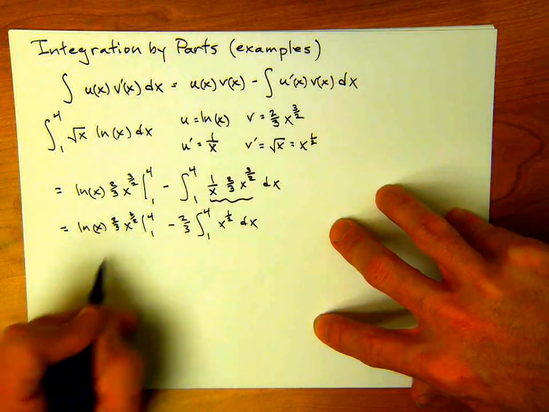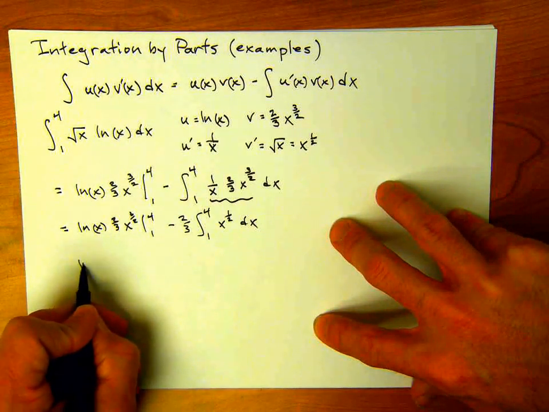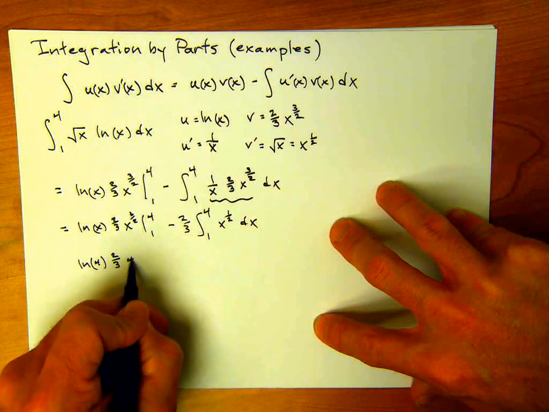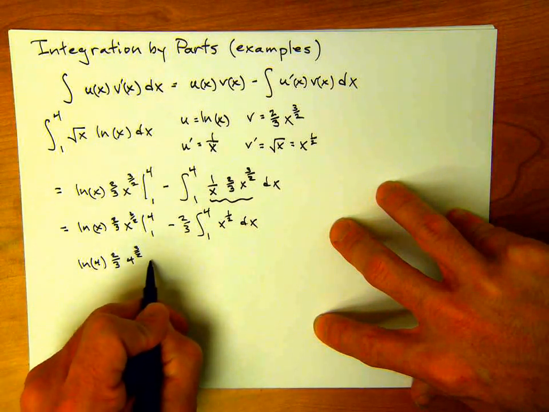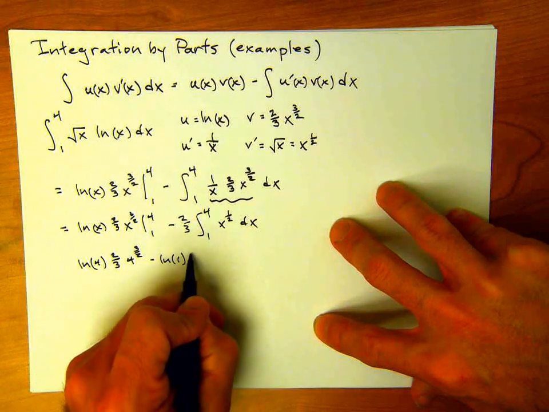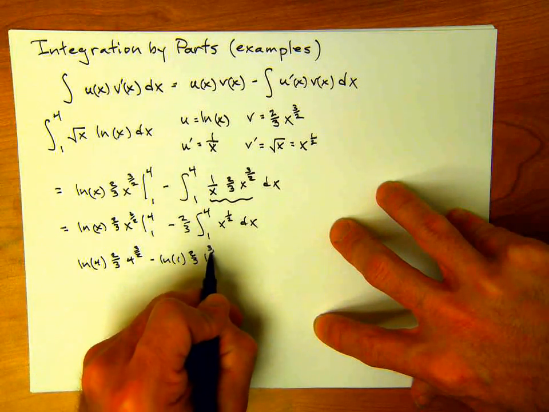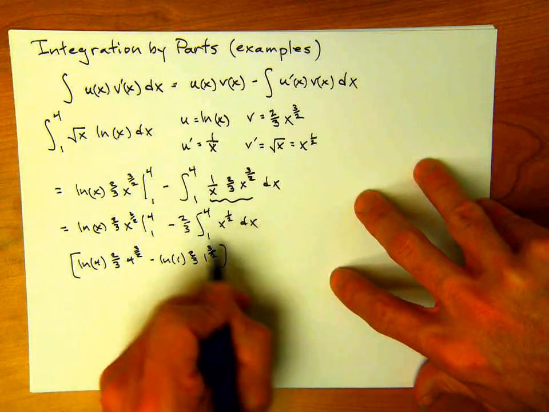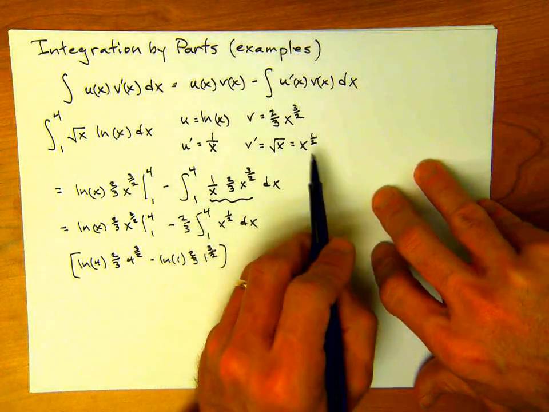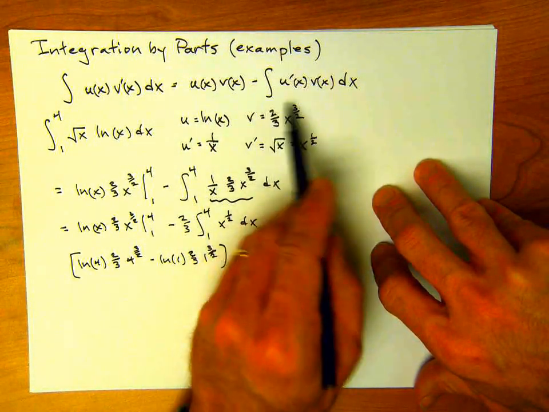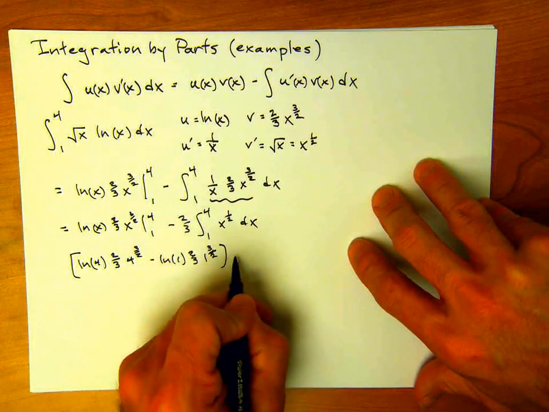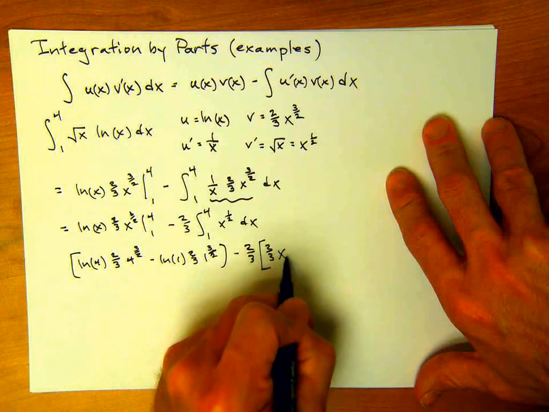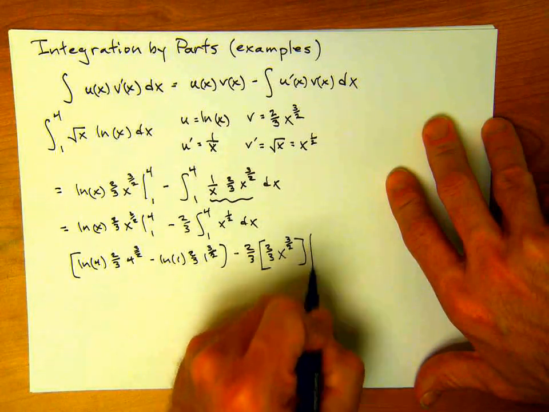Okay, let's evaluate over here. If I put in 4, I get natural log of 4 times 2/3 4 to the 3/2 minus natural log of 1 times 2/3 1 to the 3/2. That's just going to be a number. We'll simplify that. This we've already done once, right? We saw x to the 1/2. That's what the antiderivative of x to the 1/2 is. So I've got minus 2/3 times 2/3 x to the 3/2, and this we will evaluate.